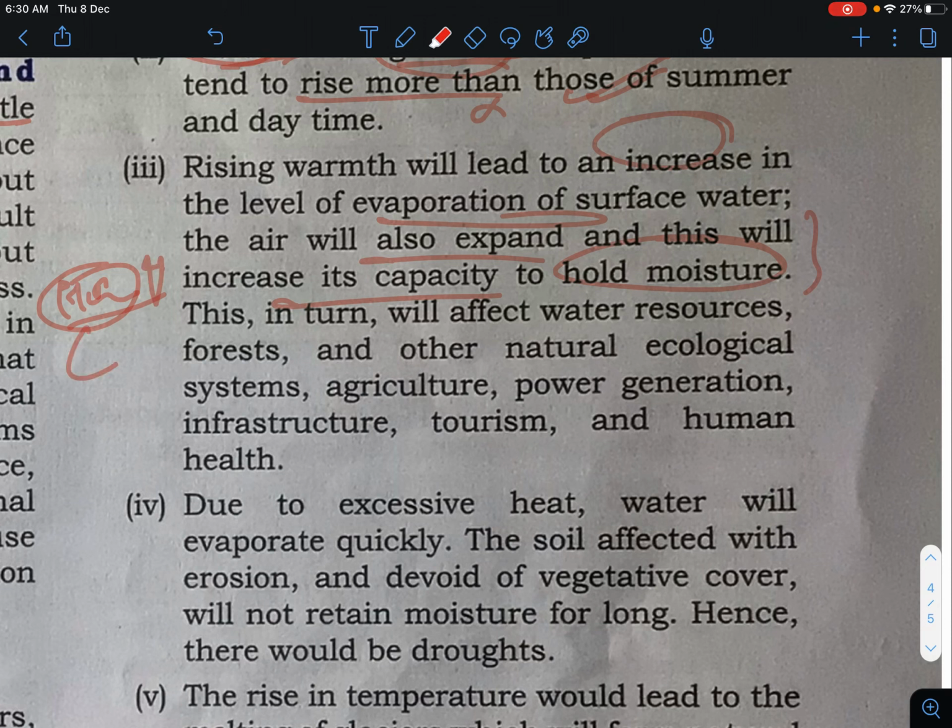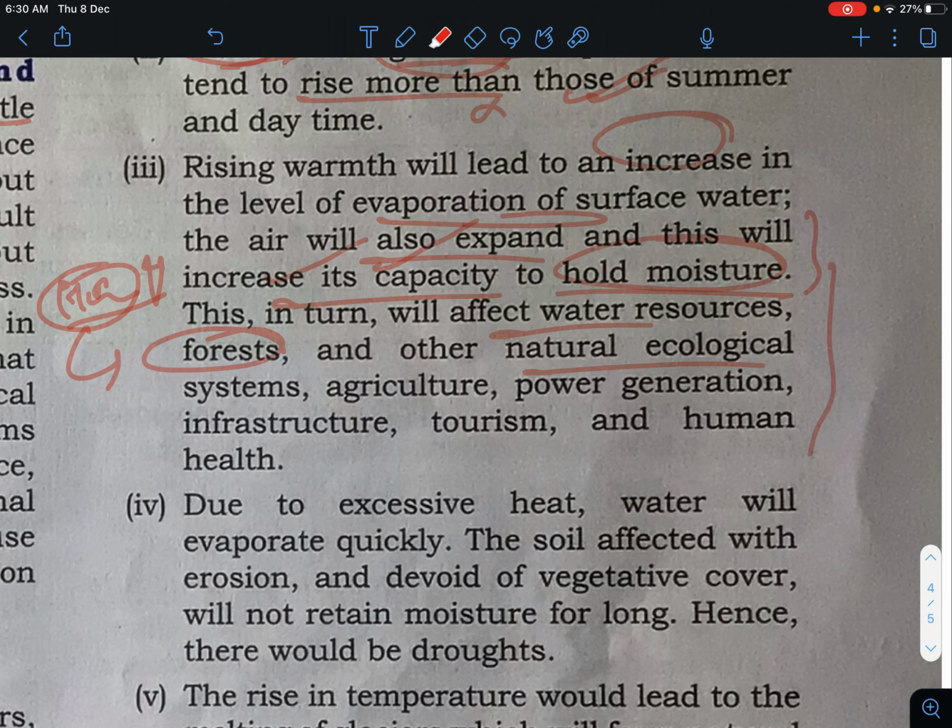Why? Because the air is going to expand, and this increases its capacity to hold moisture, and in turn will affect water resources, forests and other natural ecological systems, agriculture, power generation, infrastructure, tourism, and the health system also.